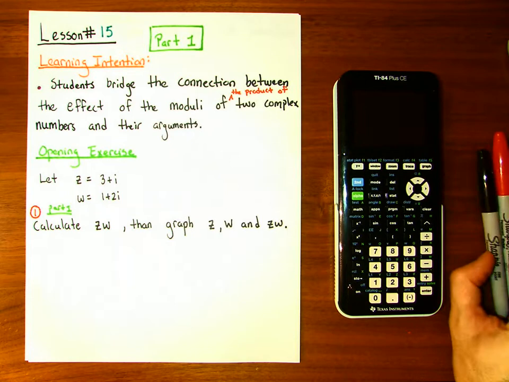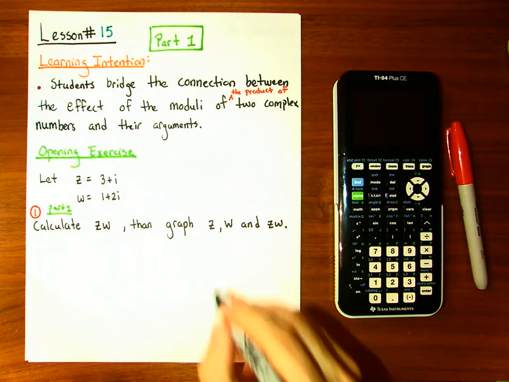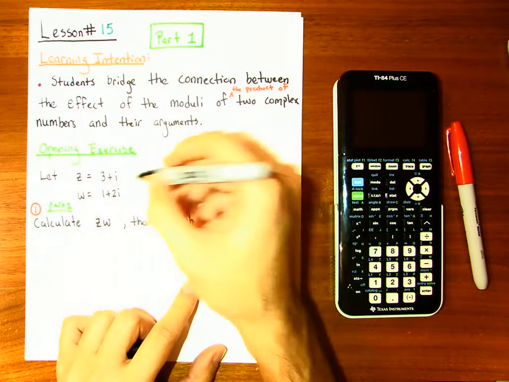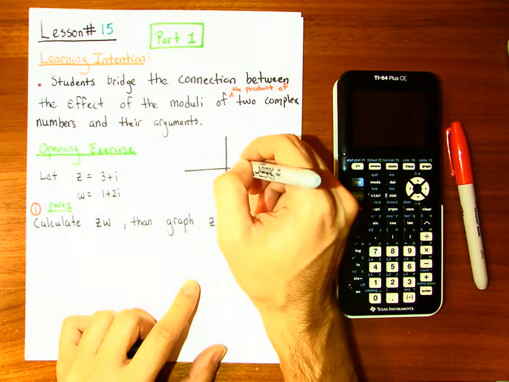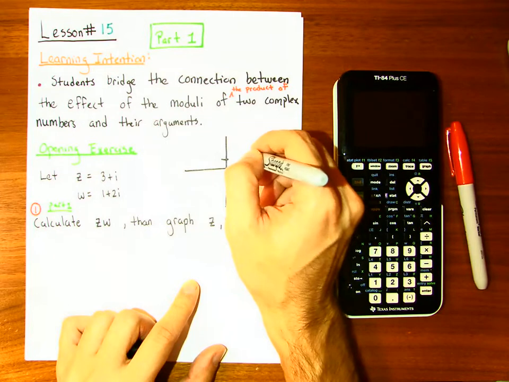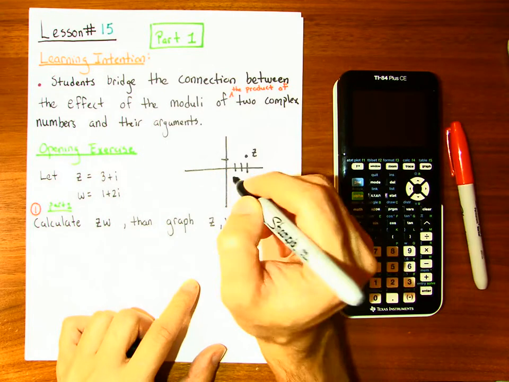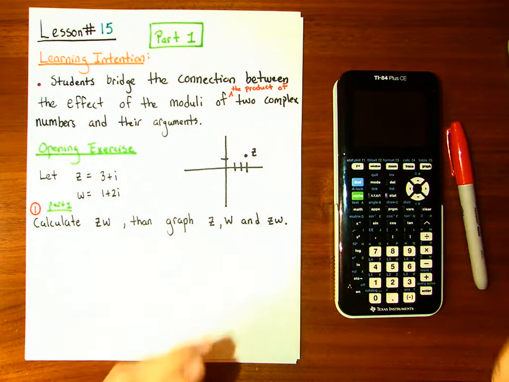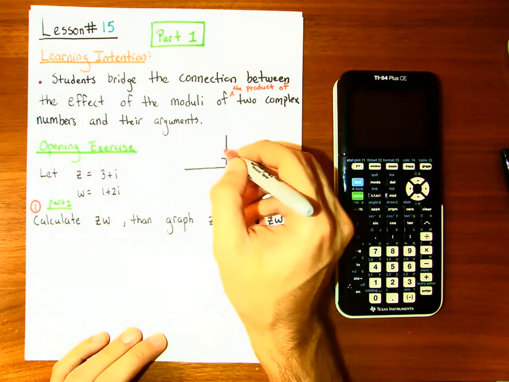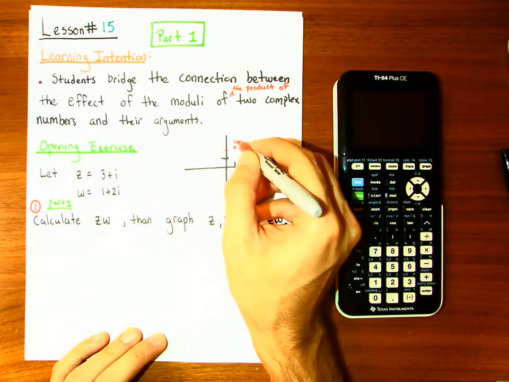Okay? So if you want to do it with me here, if I have my complex plane, where is 3 plus i? 3 plus i has to be over here. 1, 2, 3, and i. So bam, that is my z. Where is my w? It will be 1 plus 2i. So this w should be over here.